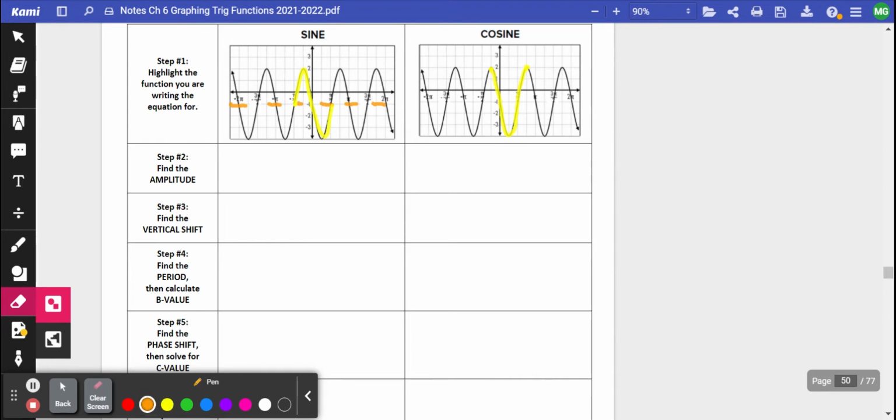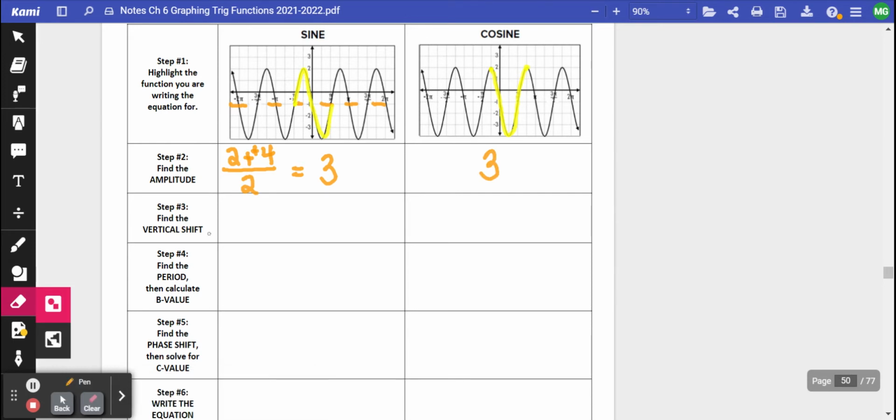So first thing we're going to do is find the amplitude. Now, you can simply count from the midline, 1, 2, 3, and that works. But another way is to take the highest point minus the lowest value, so the max minus the min, and divide that by 2. 2 plus 4 is 6, divided by 2 is 3. Well, if the amplitude is 3 for this, it's the same curve, so the amplitude is also 3 here.